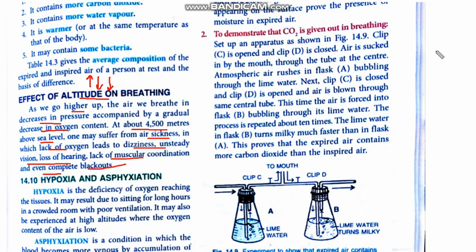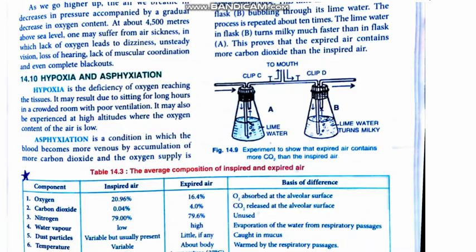Now some terms are there, let's see them also. There is hypoxia, and the second one is asphyxiation. So what do we mean by hypoxia? When there is a deficiency of oxygen reaching the tissues or the cells, it is known as hypoxia. And why is it so? When we are sitting for long hours in a crowded room that has poor ventilation, then hypoxia occurs. It may also be experienced at high altitudes where the oxygen content of the air is low.